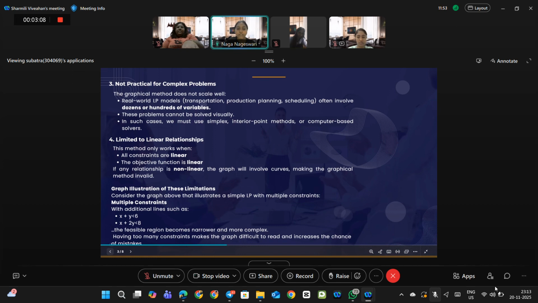For example, when constraints like x plus y less than or equal to 6, or x plus 2y less than or equal to 8 are added, the feasible region becomes narrower and harder to interpret. This demonstrates how quickly the graphical method becomes impractical when more conditions are added. Next.